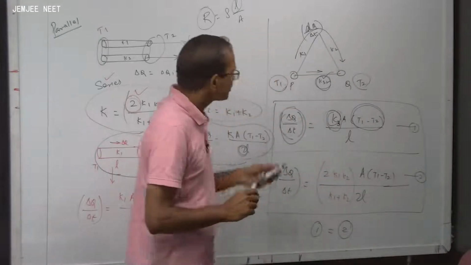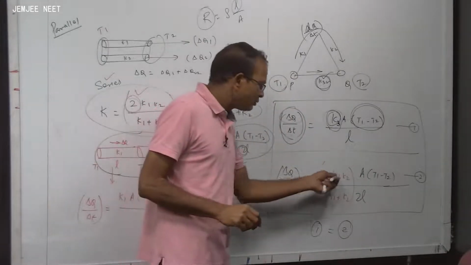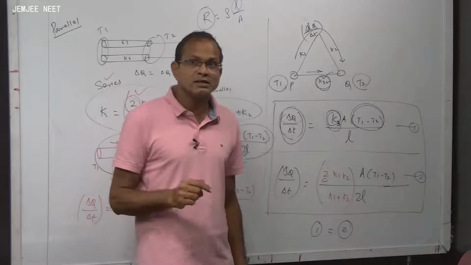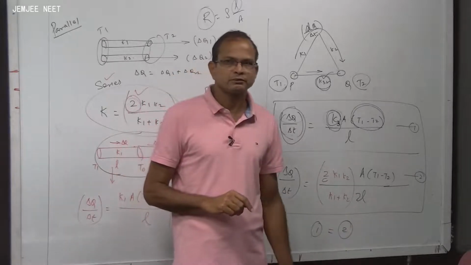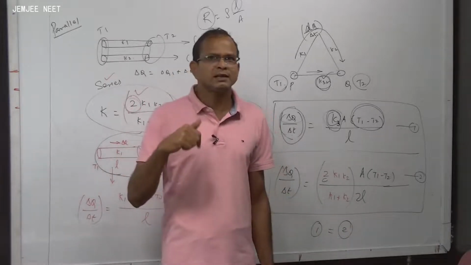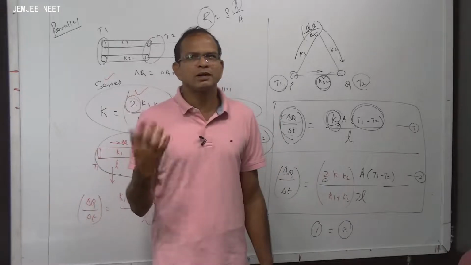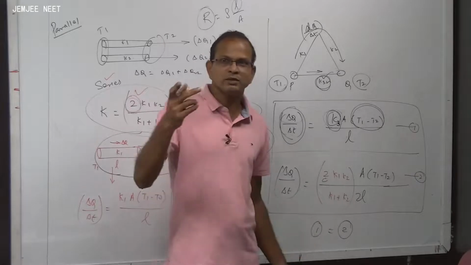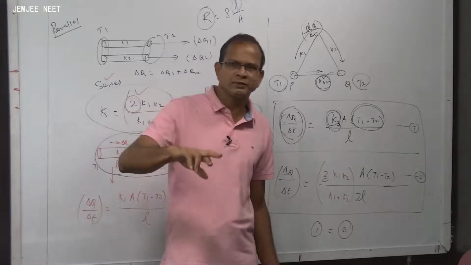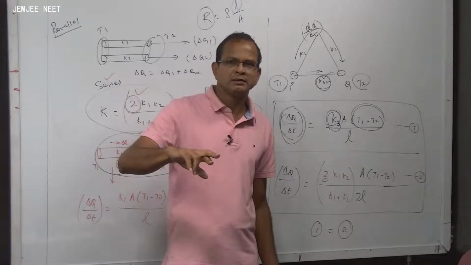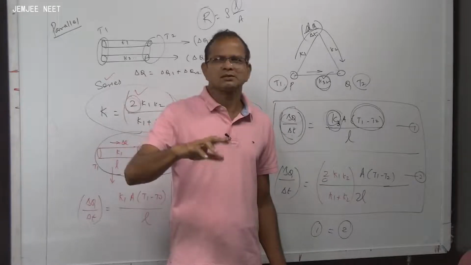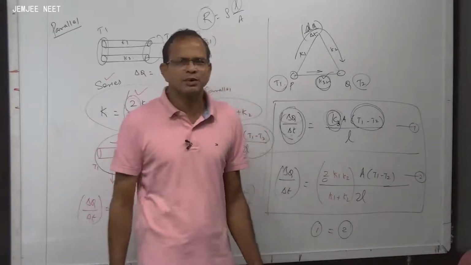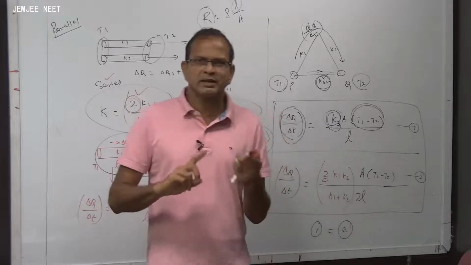But why does a new 2 come here? Because you are talking about conductivity, not resistivity. Suppose you talk about conductance, some quantity called conductance. Then this 2 will not come, because conductance is the reciprocal of resistance, so that problem does not arise. Got the point? I hope you understood the technique.